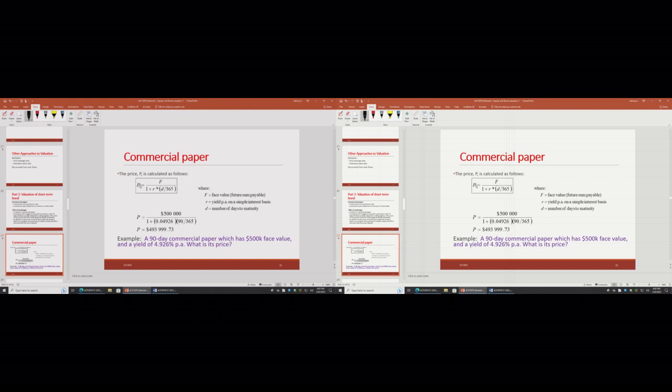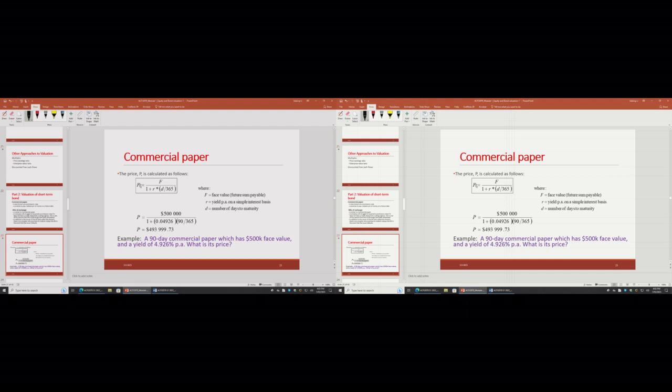In the formula, P is the price. F is the face value. R is the yield on this commercial paper. And D here is the number of days to maturity. I'm going to interpret each by looking at the following example. F is the face value, R is the yield based on the simple interest rate, and D is the number of days till maturity.